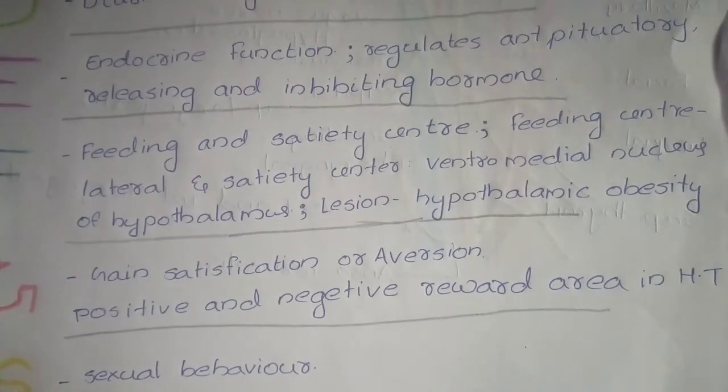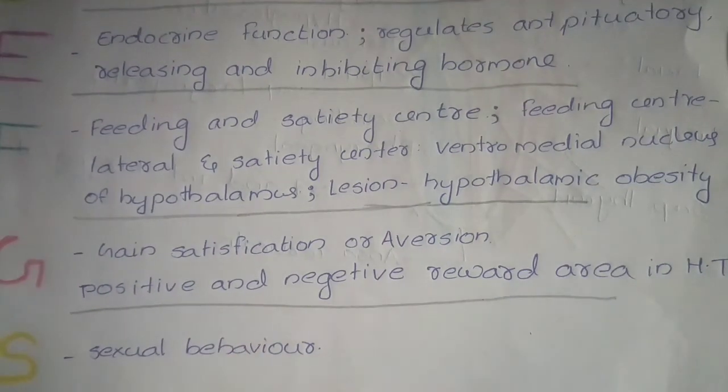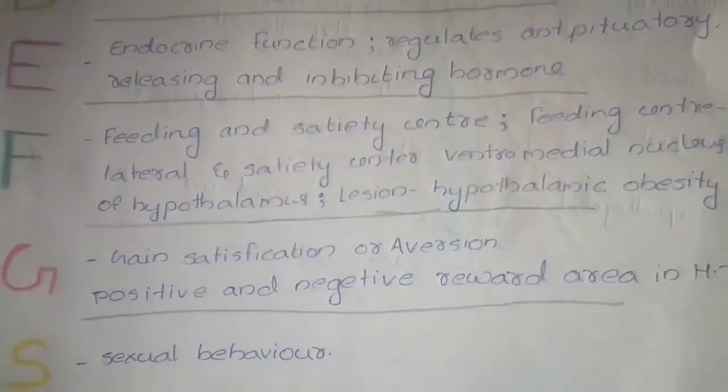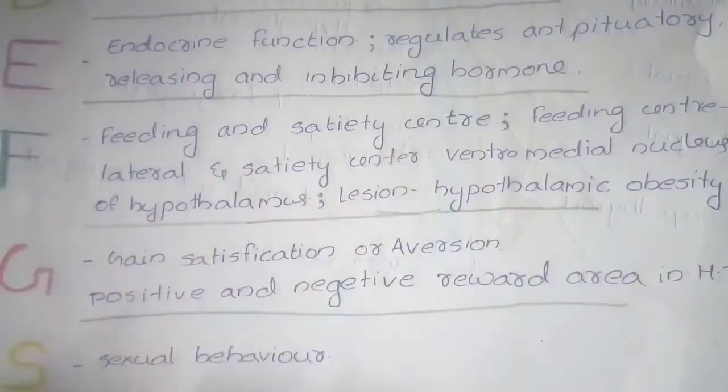And now S stands for sexual behavior. The hypothalamus has a role in sexual behavior, and it depends on the level of the sex hormones in the circulation. Thereby it regulates the sexual behavior of our body. It is regulated by the hypothalamus.